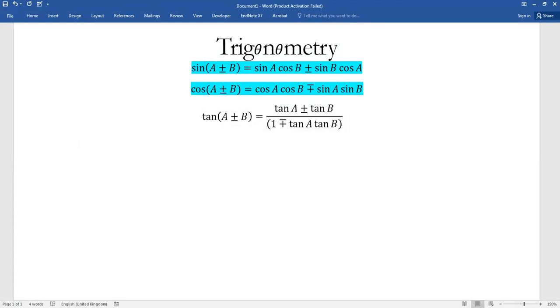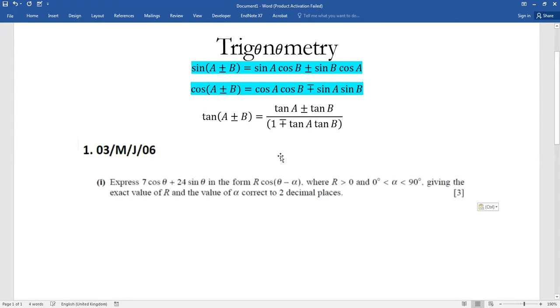What happens is sometimes an equation contains both sine and cosine, and it is not easy to simplify and eventually solve. Like in this one, the question says express 7 cos theta plus 24 sine theta in the form r cos(theta minus alpha), where r has to be positive and where alpha has to be acute, giving the exact value of r and the value of alpha correct to 2 decimal places.